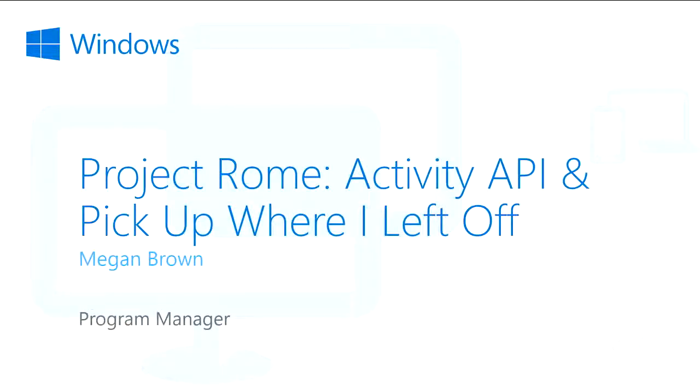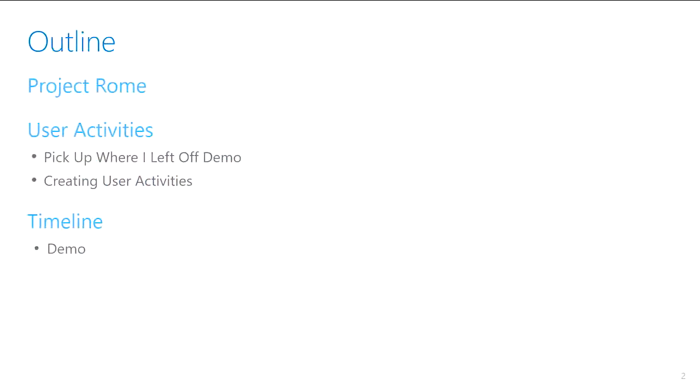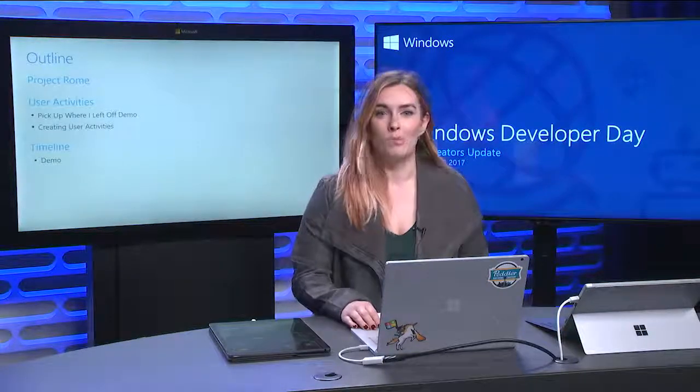Today I'll be talking to you about activity APIs and Pick Up Where I Left Off. I'll quickly go over what Project Roam is, explain user activities, tell you how they're going to be used in the Windows 10 Fall Creators Update, explain to you how you can use this behavior in your own applications, and then give you a quick sneak peek of what's coming up with Windows Timeline.